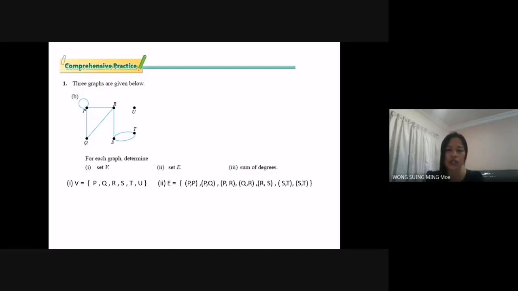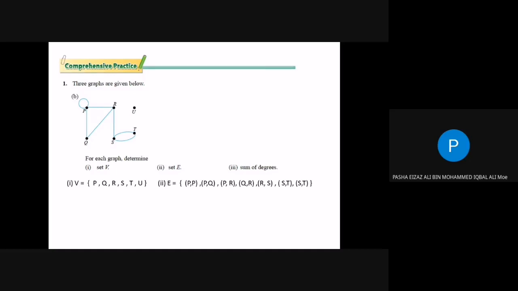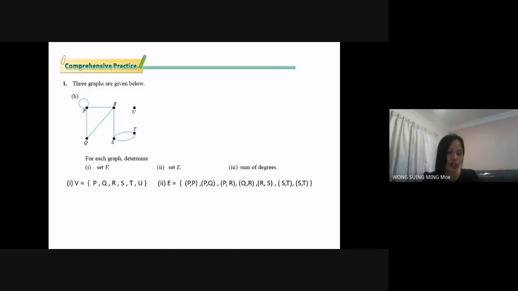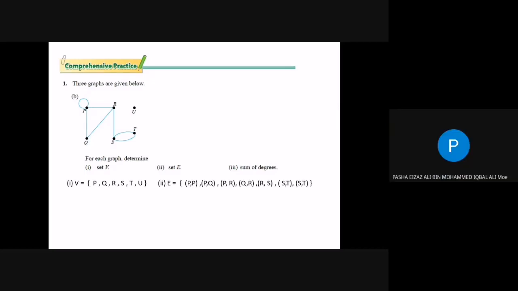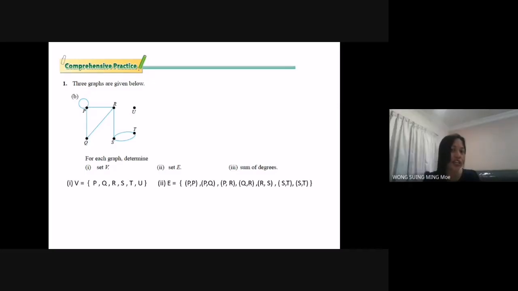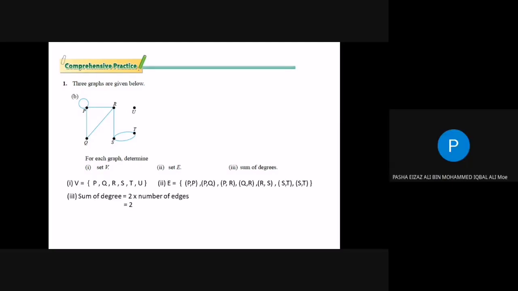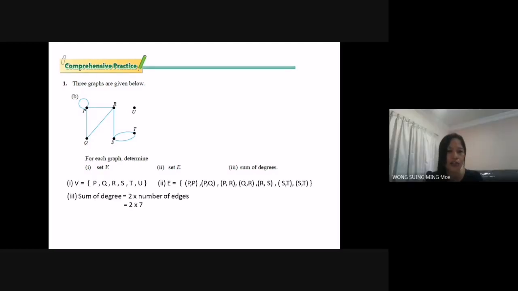Okay, so now the third one is the sum of degree. Still remember the formula of sum of degree? Asha, can you answer? Sorry, teacher, I'm not too sure. Okay, the sum of degree formula is 2 times the number of edges. So how many edges here? 1, 2, 3, 4, 5, 6, 7. So the sum of degree is 2 times 7.